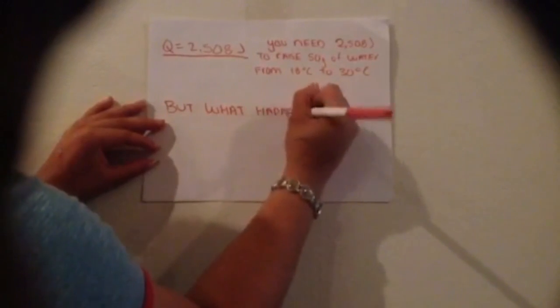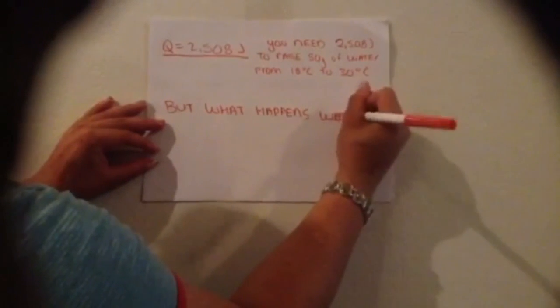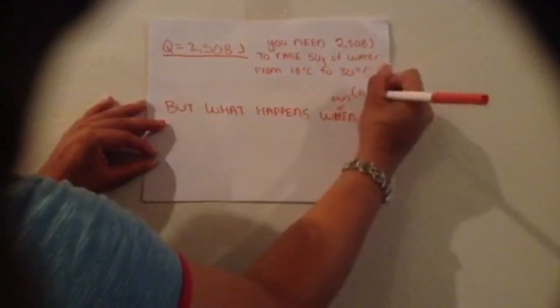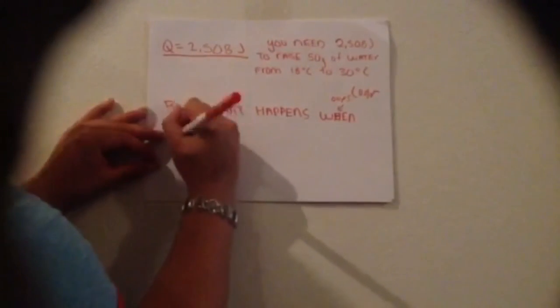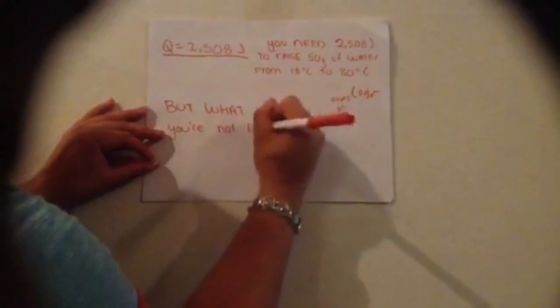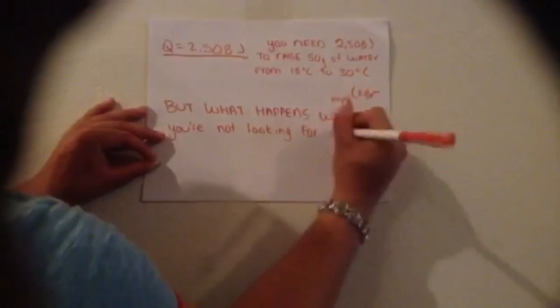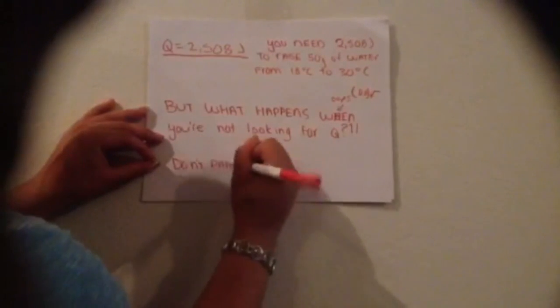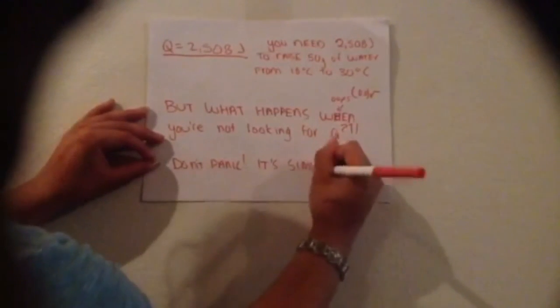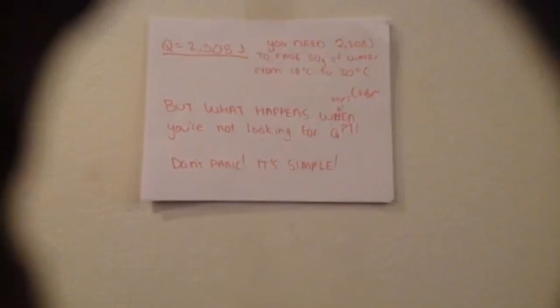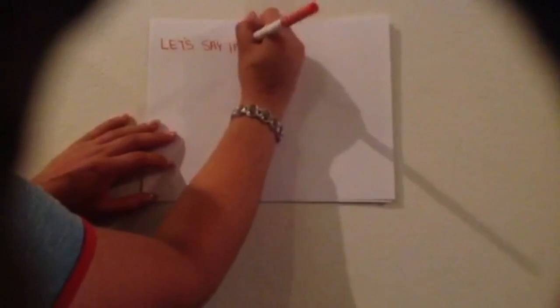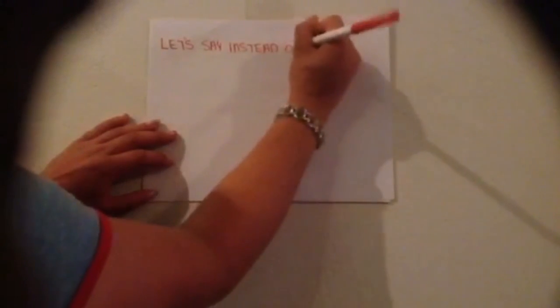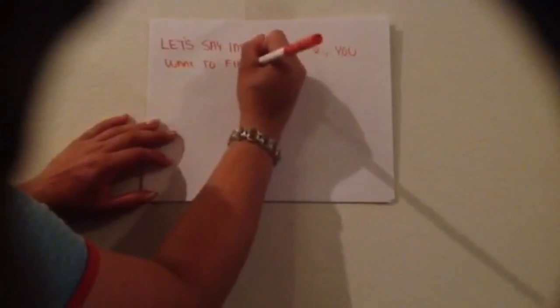But what if you're not looking for Q? Don't panic, it's easier than you think. So let's say we already have Q in the problem that we're given. So we need to find something else. Let's try to find M.